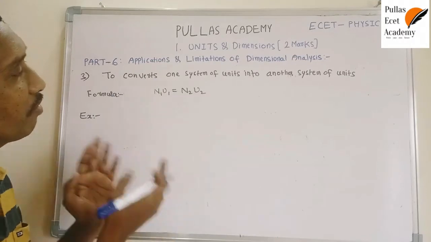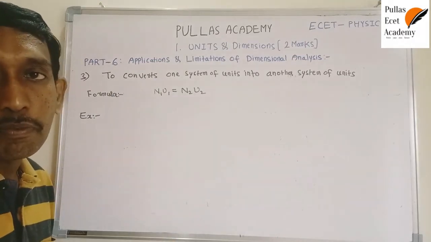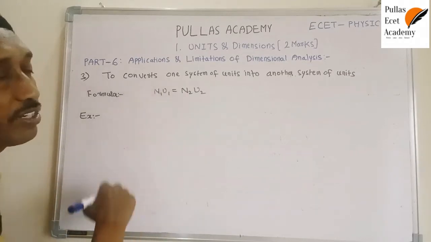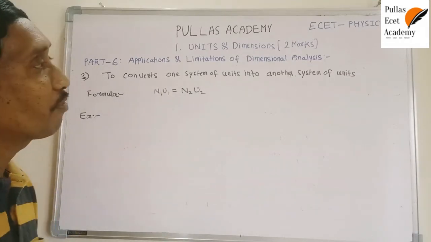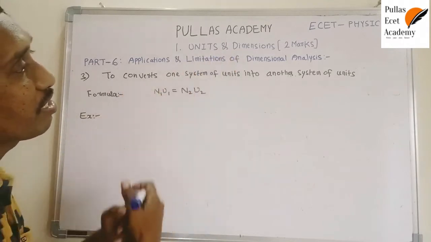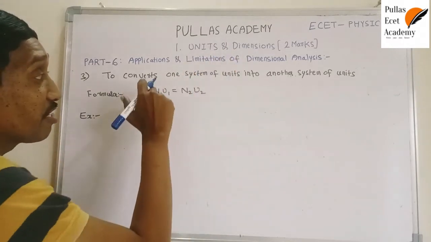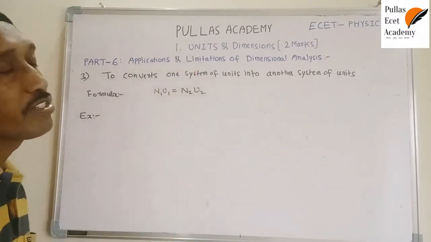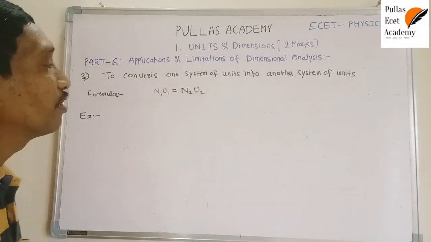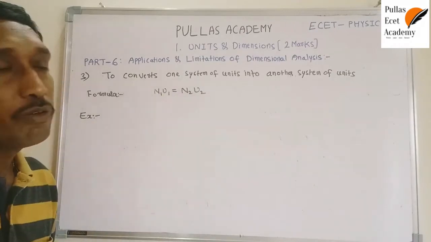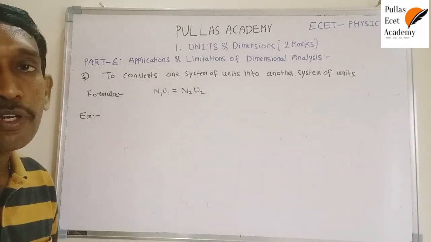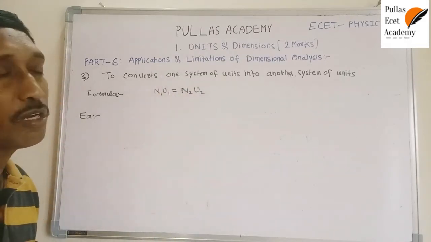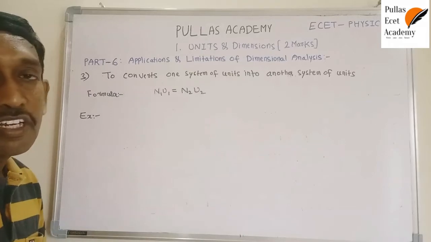Instead of the unit, write the dimensional formula. There is no problem. Units can also be converted by using the dimensional formula. That's why instead of the unit, we substitute the dimensional formula. Why? Because by application of dimensional analysis, you get one system of unit into another system of unit. Here N2 stands for the numerical value in the second system, and U2 stands for the unit in the second system. This unit also we have to substitute in terms of the dimensional formula. Then very easily you get it.